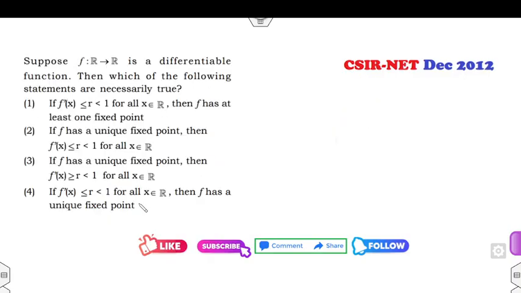Look at this next one. F is a differentiable function. Which of the following statements are necessarily true? The first option is, if the derivative of this function is less than or equal to r, which is less than 1, then it has at least one fixed point. Okay, they are talking about the fixed point.